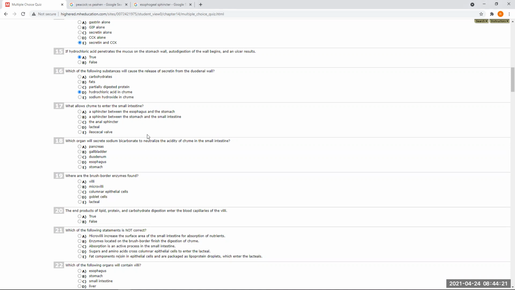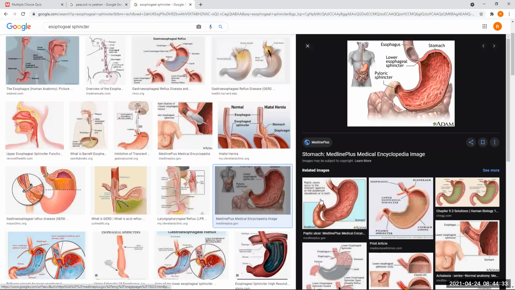What allows chyme to enter the small intestine? That's a good one. B. A sphincter between the stomach and the small intestine. Let's have a look. So between the stomach here, it is over here. They call it the lower sphincter. So the upper one is the lower esophageal, because you do have the upper esophageal sphincter up here. Right, so you have the upper and the lower esophageal sphincter, but the sphincter at the base of the stomach is known as the pyloric sphincter. So you have the upper, lower esophageal and the pyloric sphincter, right?